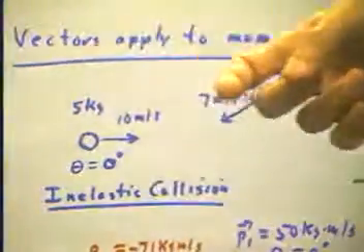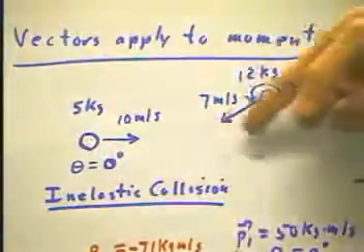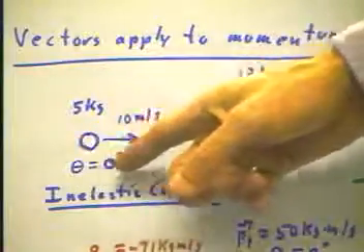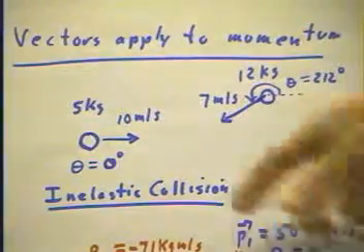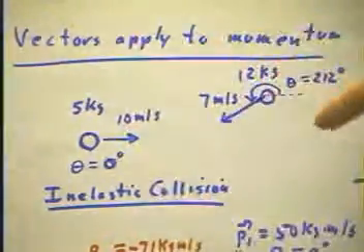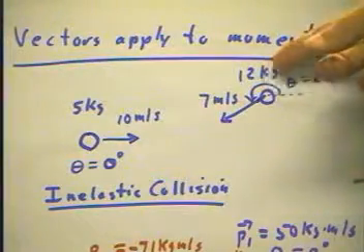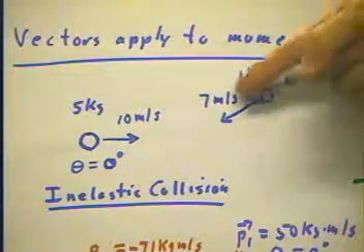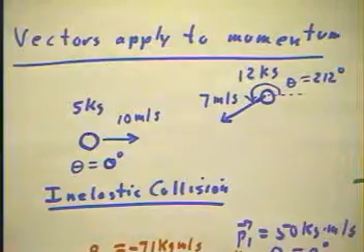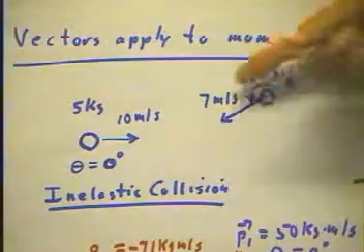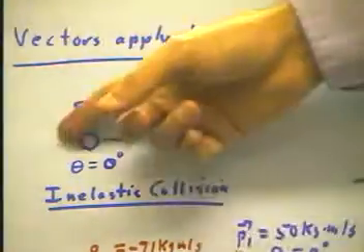We have a 5 kilogram object moving at 10 meters per second in the x direction, so that the angle of motion is 0 degrees. Positive x direction, 0 degree angle of motion. And let's say we have a 12 kilogram object approaching a collision point at 7 meters per second. Actually, the way I've got these drawn, it looks like they're going to miss each other.